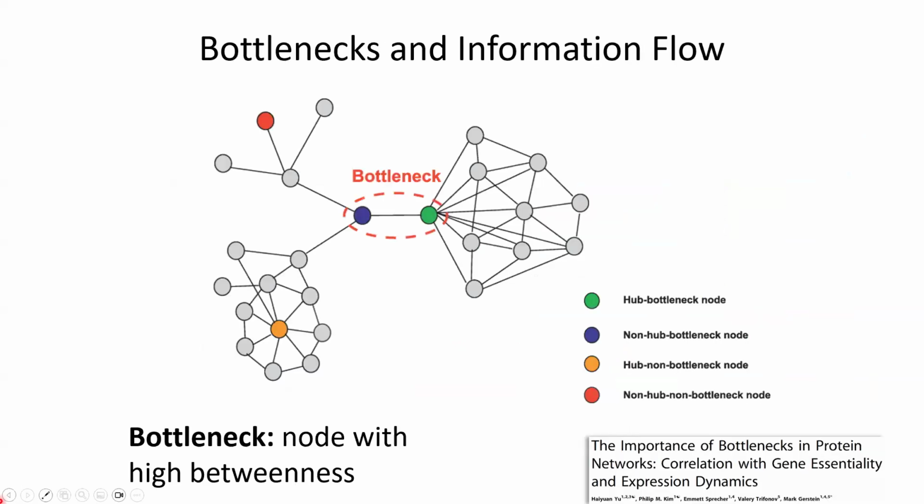This leads us to the importance of things like bottlenecks and information flow, as illustrated from this figure in this paper here. In this particular paper, you can see that there are different types of nodes. For example, you can have a hub node that is also considered a bottleneck, meaning that information must flow through this green node, right? It's a bottleneck because information must go through it. It's also a hub because it has many connections. You can also have non-hub bottleneck nodes that are important for information flow, but don't necessarily have a large number of connections, such as this one here. You can also have hub nodes that are not bottlenecks, such as this one here, and all other nodes, which are not hubs and also not bottlenecks.